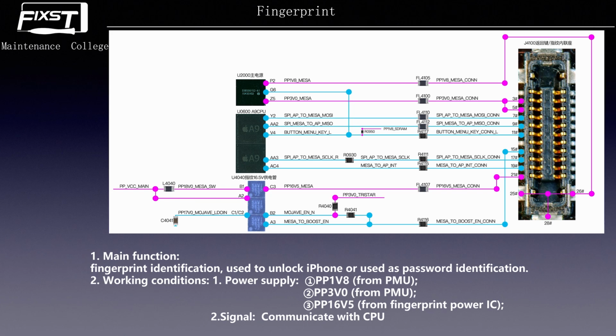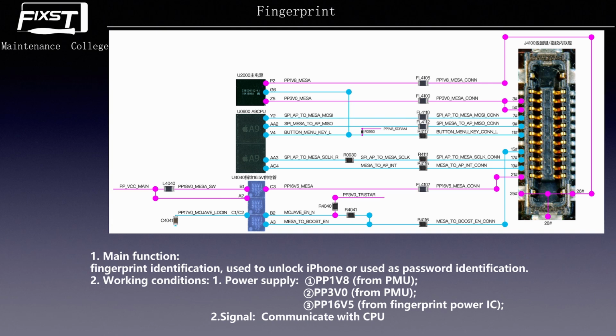This voltage is from the PMU. The second is PP 3.0 voltage, which is also from the PMU. And the third power is PP 16.5 voltage. This is from the fingerprint power IC. And for the fingerprint working condition, the signal only has one. The signal communicates with the CPU.